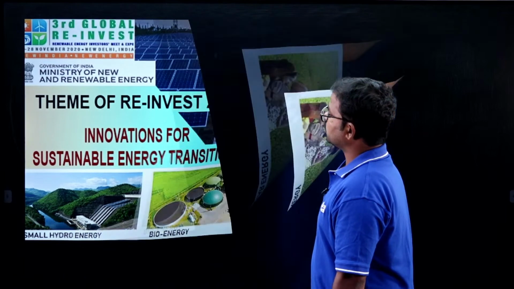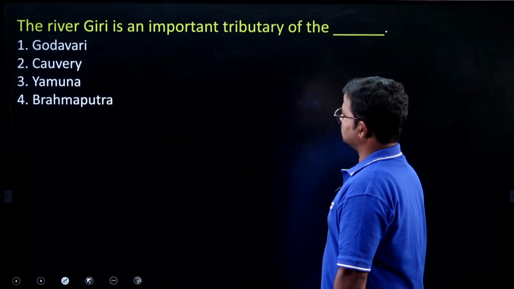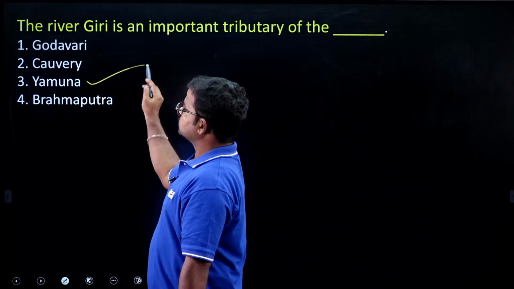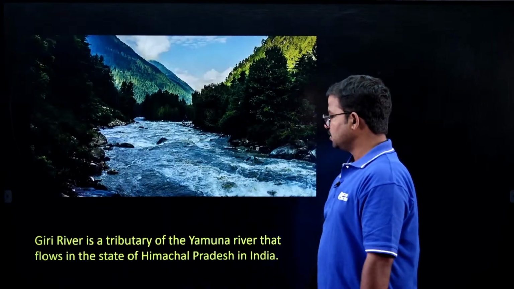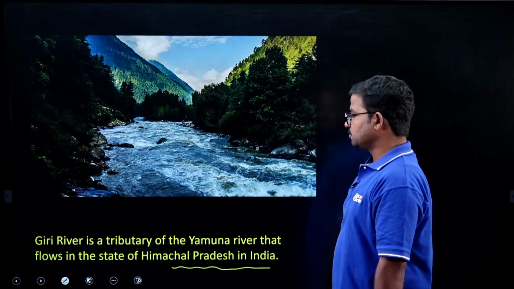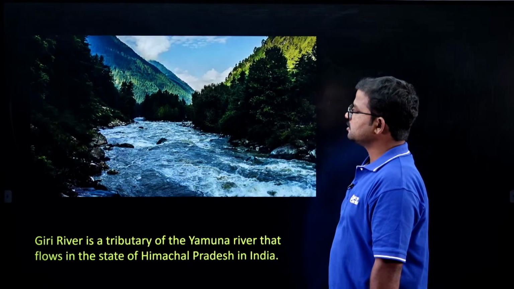Okay, so next one, the river Giri is an important tributary of the Godavari, Kaveri, Yamuna, or Brahmaputra. So Yamuna, option 3, is the right answer. The Yamuna mostly flows in Himachal Pradesh, so you have to remember this terminology.